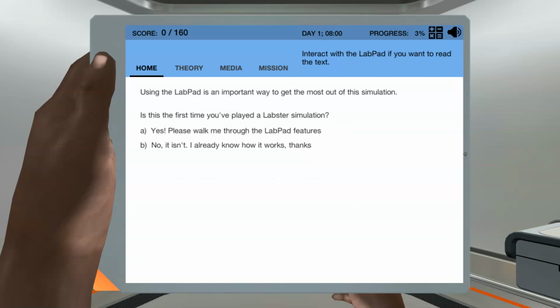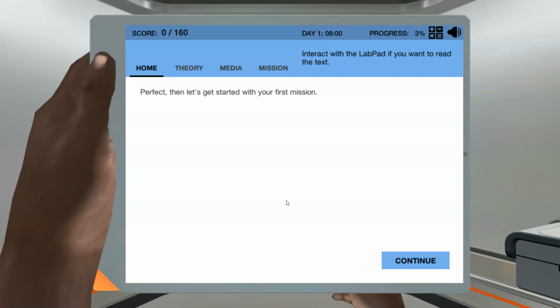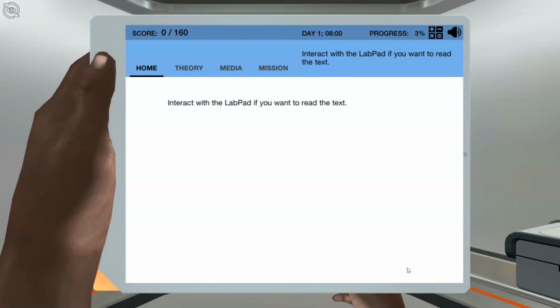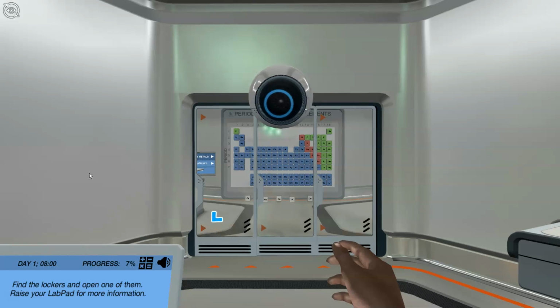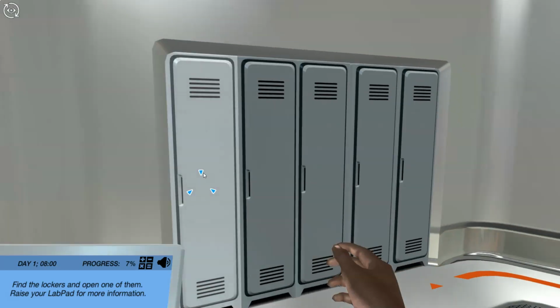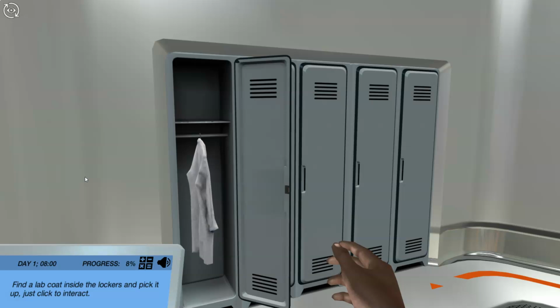Using the lab pad is an important way to get the most out of this simulation. Is this the first time you've played a Labster simulation? Perfect, then let's get started with your first mission. Find the lockers and open one of them. Raise your lab pad for more information. Find a lab coat inside the lockers and pick it up.